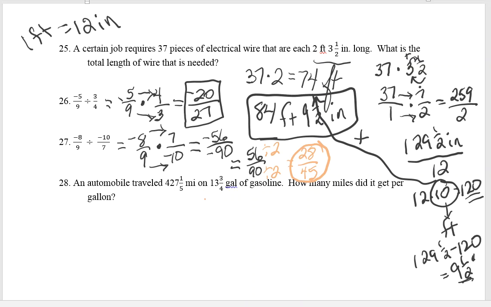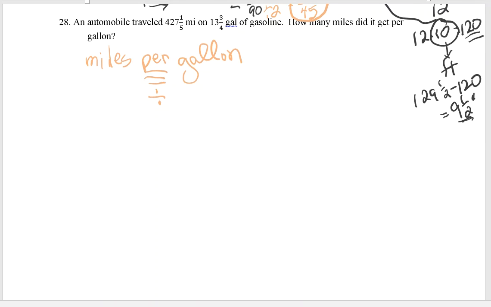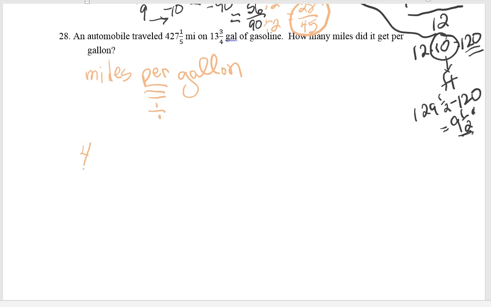To find out miles per gallon, if you get in the habit of watching out for this word per, whenever you see the word per, it's trying to tell you that you need to divide. So we'll be dividing these fractions. So we have 427 1/5 that we need to divide by 13 3/4. Just like we can't multiply mixed numbers, we can't divide mixed numbers. So we're going to have some nice big numbers here.